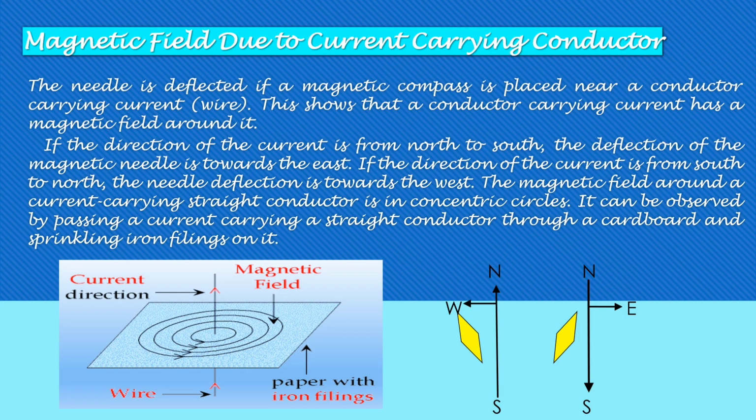Magnetic field due to a current carrying conductor. The needle is deflected if a magnetic compass is placed near a conductor carrying current. Then we come to know that the conductor carrying current has a magnetic field around it.